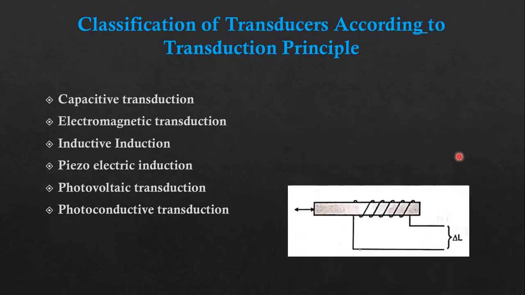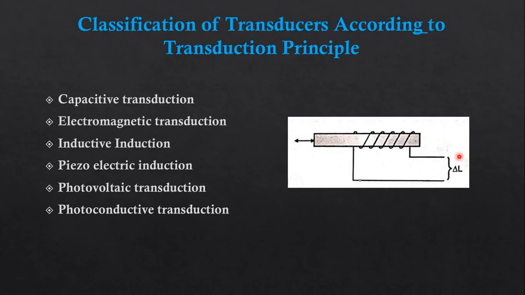The next one is the inductive transduction. In inductive transduction, the measurand, or the measured value, is converted into a change in its self inductance, that is delta L. It is achieved by displacing the core in between this coil. So mechanically this core is displaced, or we can move this core by mechanical movement, and we can change this inductance. That is why this is called inductive transduction.